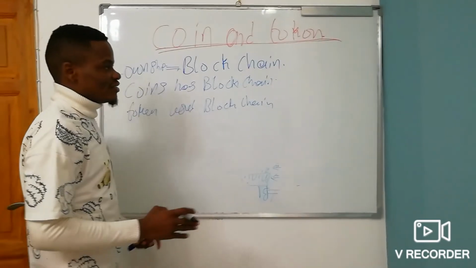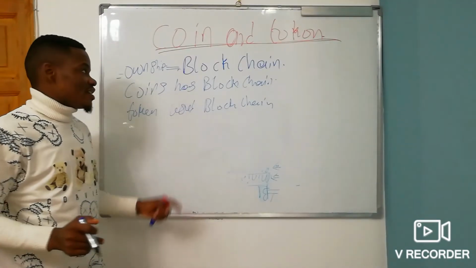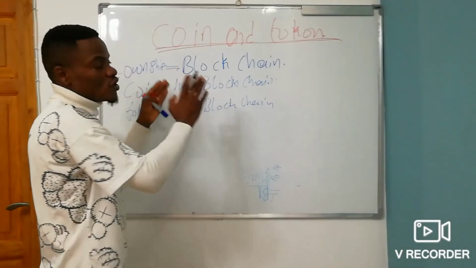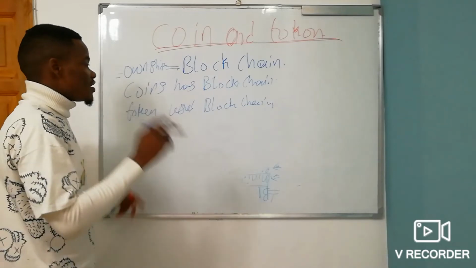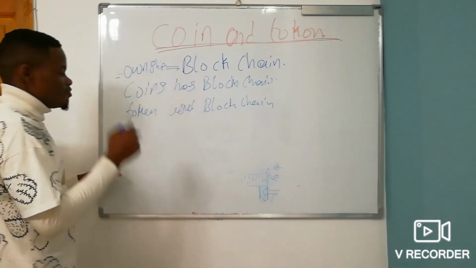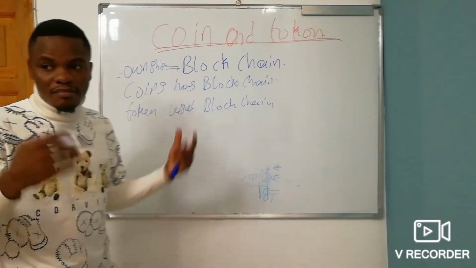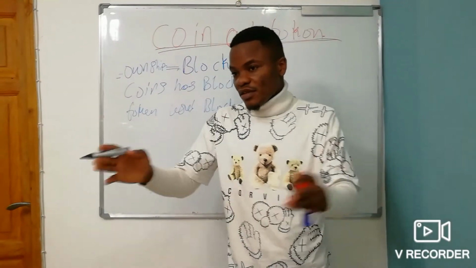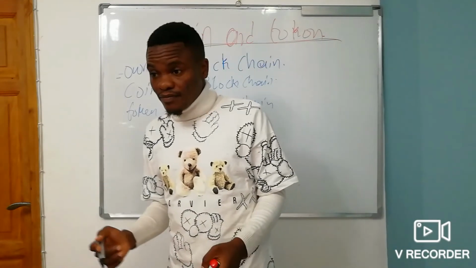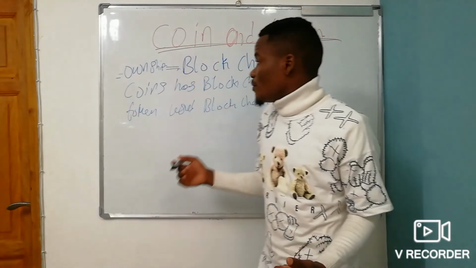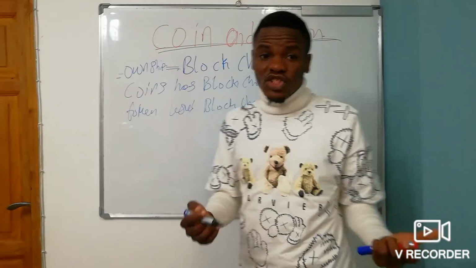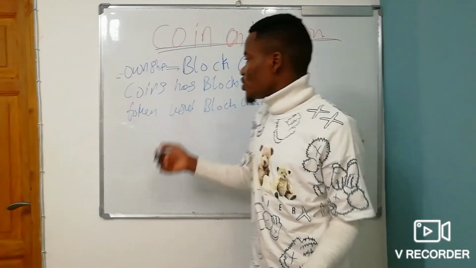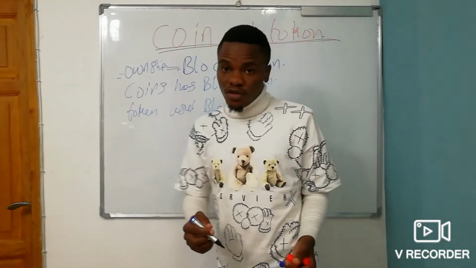Remember we said the difference between a coin and a token is the ownership of the blockchain. For example, Bitcoin, Ethereum, Binance, they all have what we call their own blockchain, right? All right. Why Shiba Inu? Shiba Inu is a token, it's not a coin, right? Shiba Inu runs on the Ethereum blockchain.